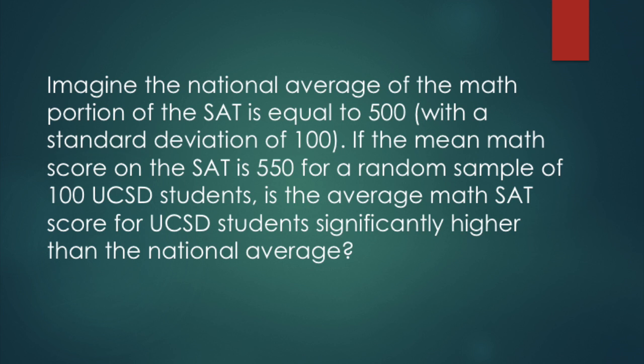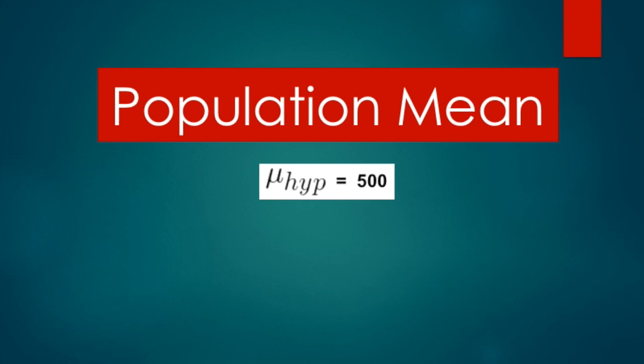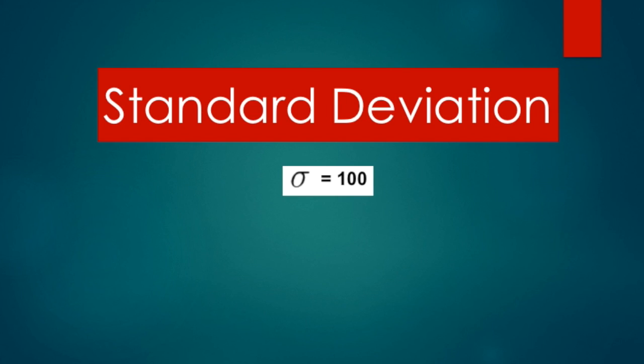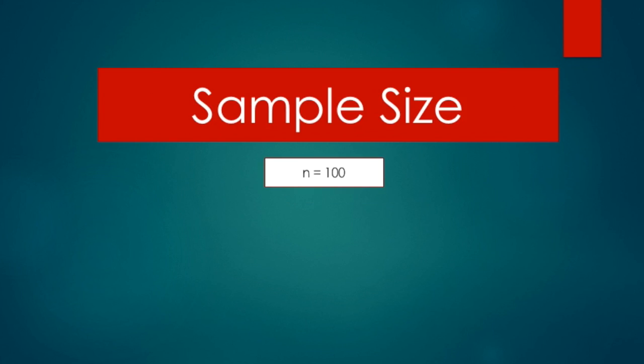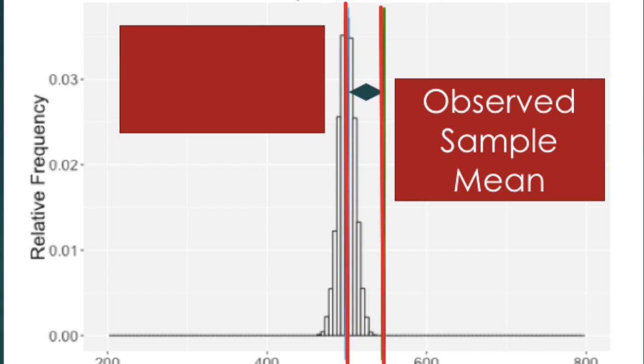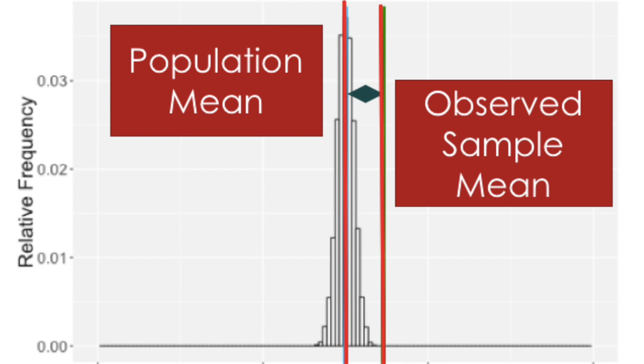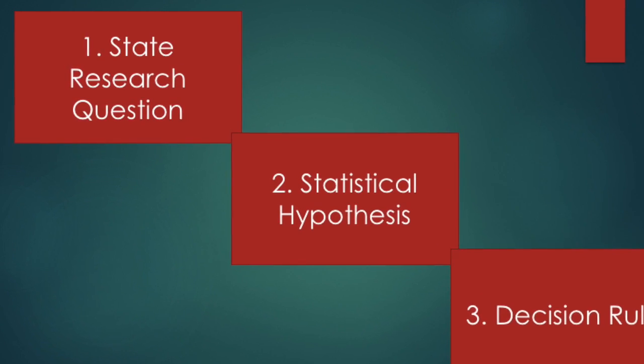Let's identify what information was given to us. The problem provides us with the population mean, which is equal to 500. It also gives us the standard deviation, which is equal to 100, the sample mean, which is equal to 550, and the sample size, which is 100. Remember, a z-test examines how far the observed mean lies from a hypothesized population mean. Now we can move on to step 1.